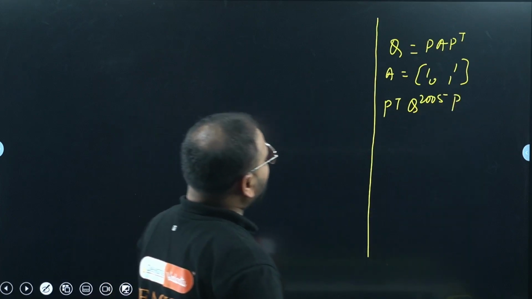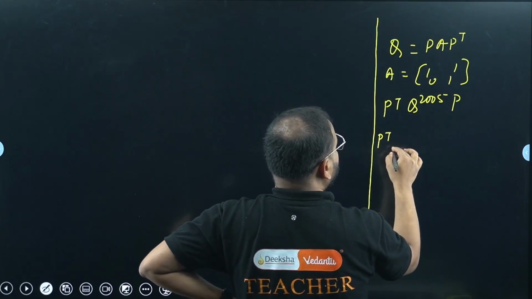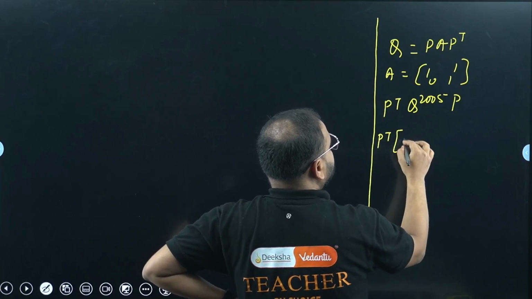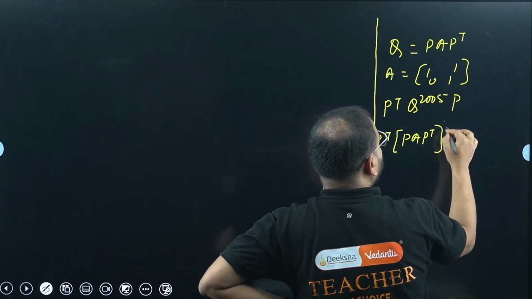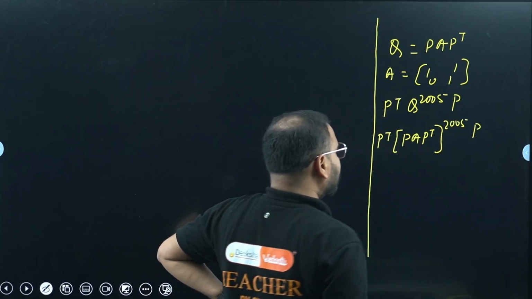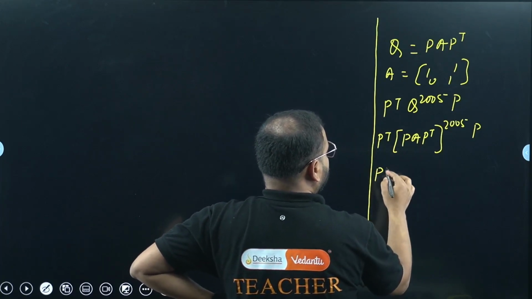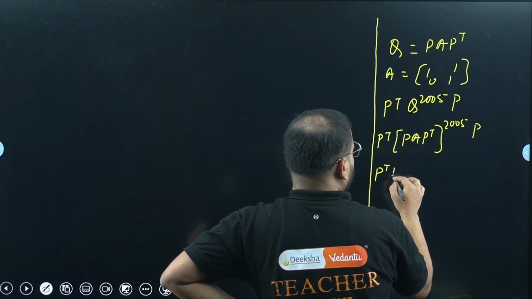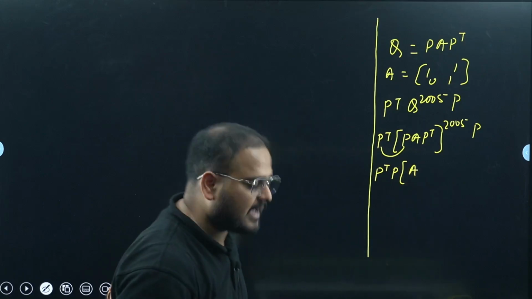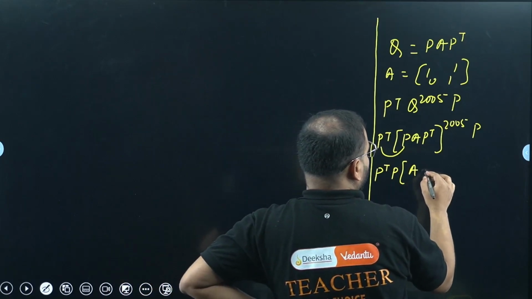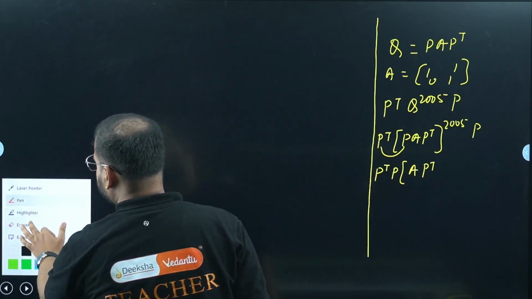If I put the value of Q here, how will this look? It will look like P transpose times PAP transpose, to the power 2005, times P. Now check here. P transpose, I can write P here. This P transpose and P I'm clubbing, and I'm keeping A as it is. Then again P transpose. But how many times do I have to write like this? You have to write the expansion for this.